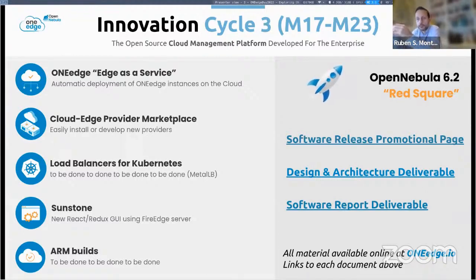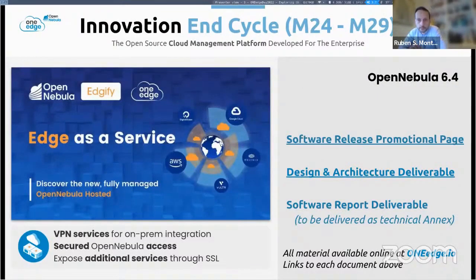Finally, we found out that there are also several requests for using ARM devices at the edge location, because those devices are found in multiple edge locations. So we prepared OpenNebula to build ARM packages and be able to deploy these clusters on ARM-based devices. Again, all of this was released in OpenNebula Red Square 6.2, which is our latest stable release, and all of this can be accessed or tried through this release. Again, all of this is available at the web page. And yeah, the end cycle.